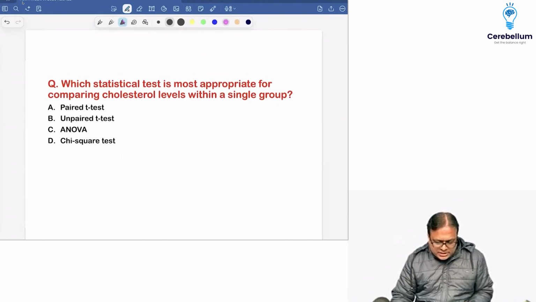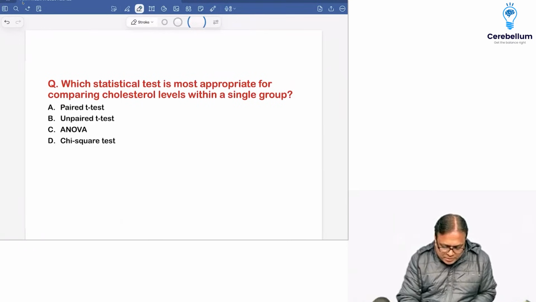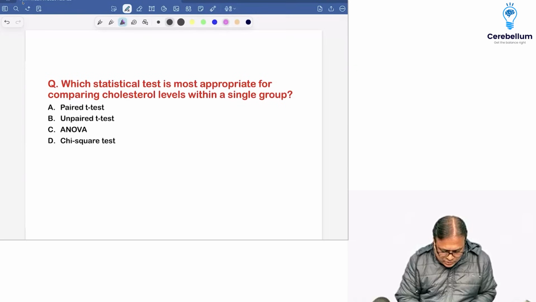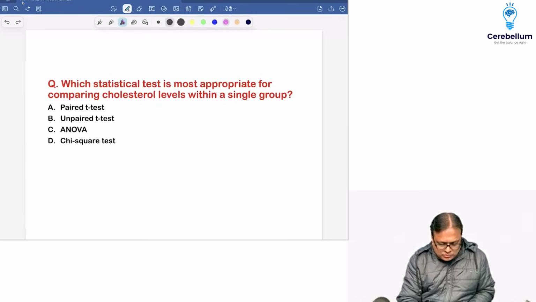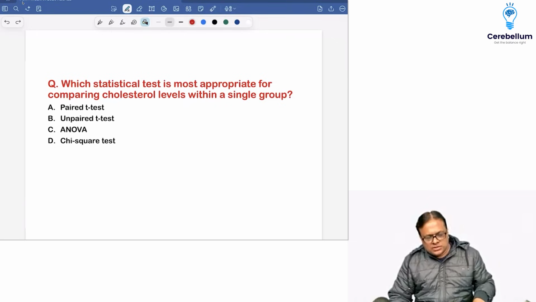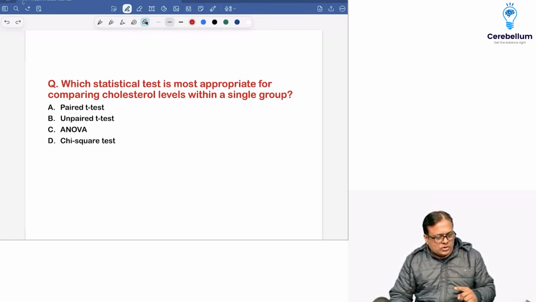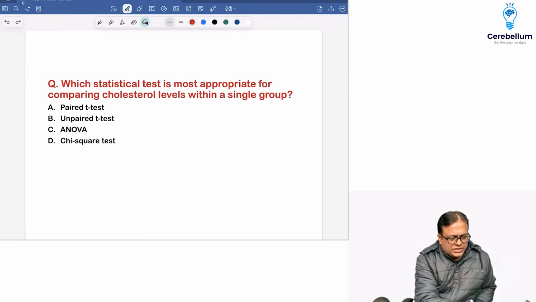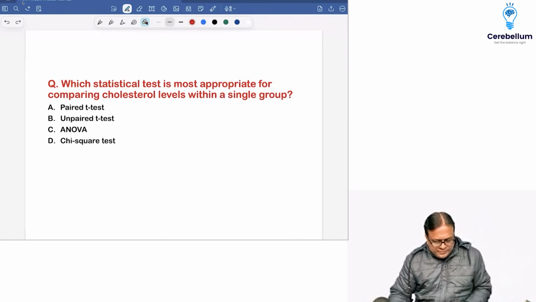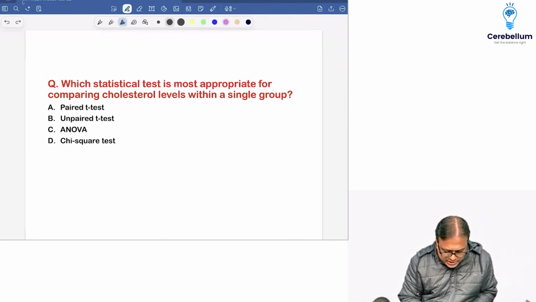Which statistical test is most appropriate for comparing cholesterol levels within a single group? So just go back to what we had discussed in the mission classes or even in the marathon rapid division classes also. When you are comparing cholesterol level in a single group, then that means we are taking two values, before and after. Before, after means which test we are going to apply? Please confirm if the choices were correct. Yes, it is paired student t-test.